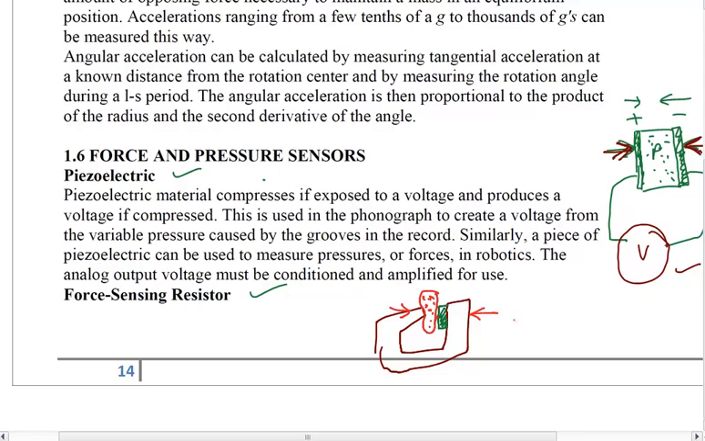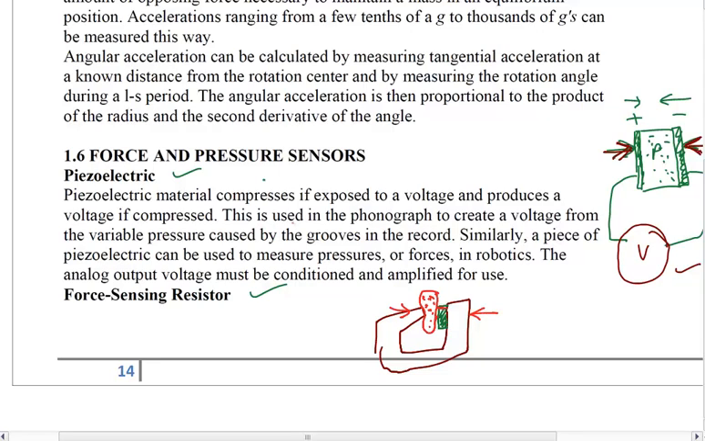So it's just like a hand, which is closing. You will see that whatever the pressure is, that pressure will be sensed by this piezoelectric sensor here, and that will tell how much force or pressure is being applied.